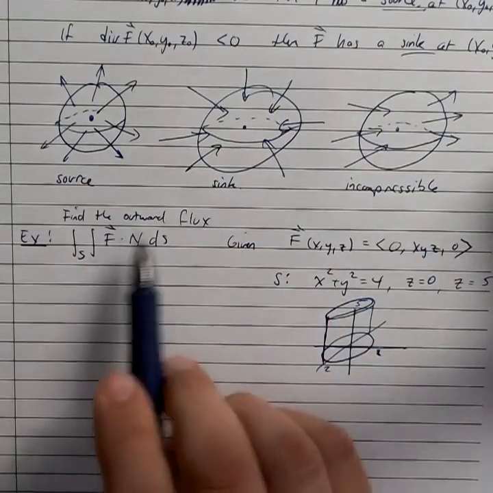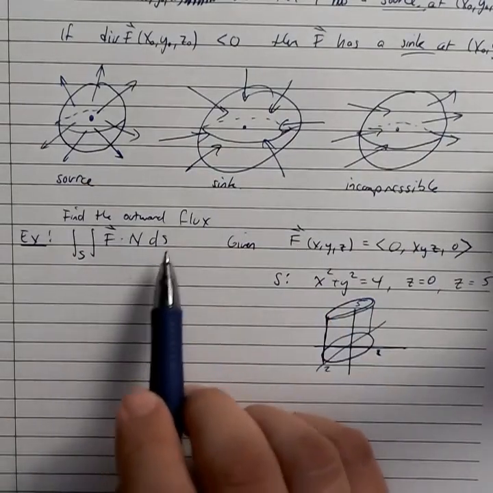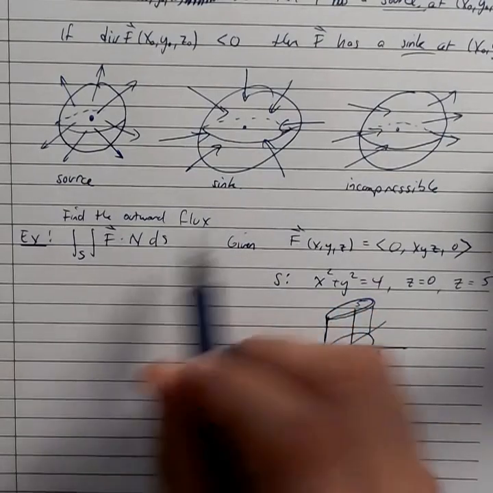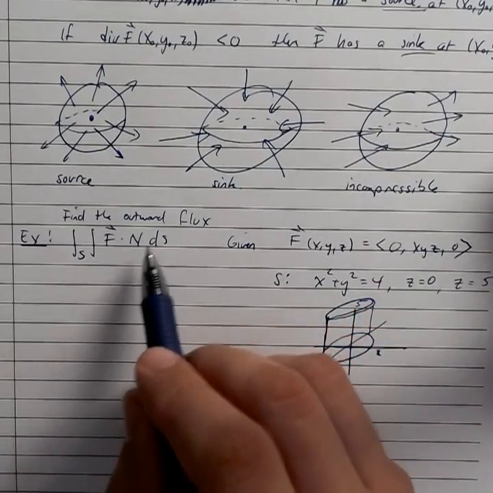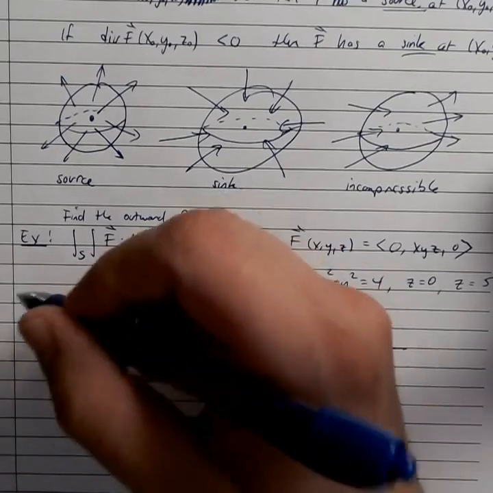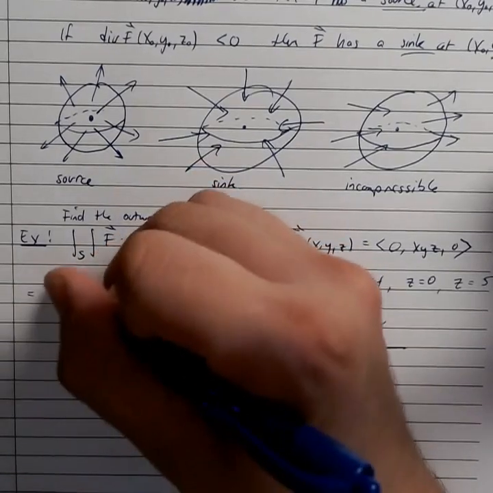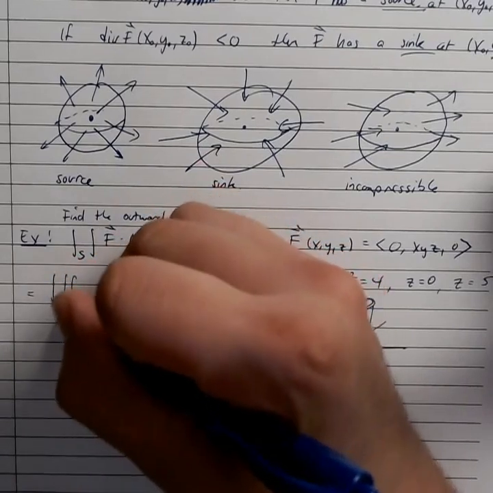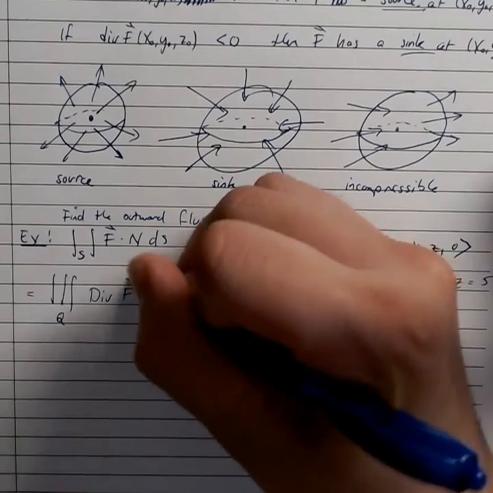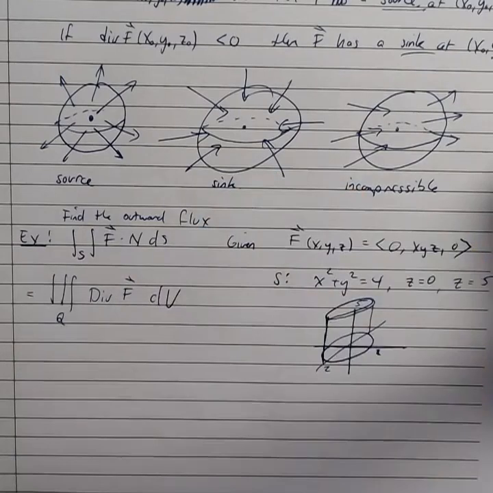Because remember, our orientation for the use of the divergence theorem should be outwards. If it were inwards, of course, it would just be the opposite. But here, to use exactly the divergence theorem, it should be an outward flux. Okay, so here that's going to be given by our theorem. Namely, it's the triple integral over Q of the divergence of F dV.